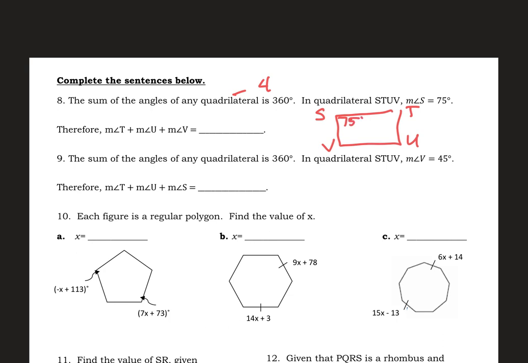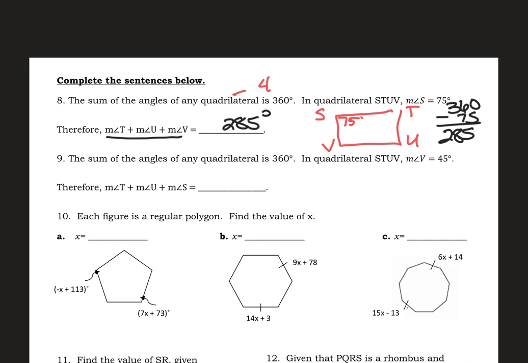Well, if it equals 360, how do we know what these three should equal together? Correct. We should do 360, take away 75. That is going to get us 285. So the other three angles should equal 285 degrees.